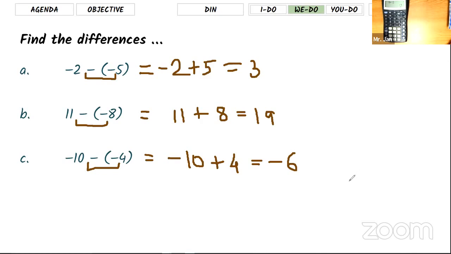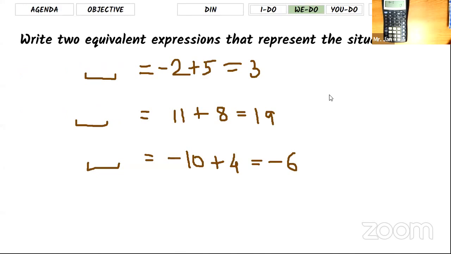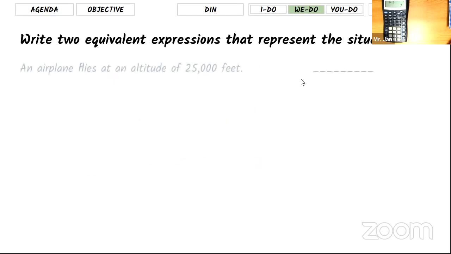So this is about subtracting negative numbers and positive numbers. This practice is all negative numbers, okay? And let's see what we have on the next one. So this is to write equivalent expressions that represent the situation. The first one is: an airplane flies at an altitude of 25,000 feet. Is this number positive 25,000 or negative 25,000 if the airplane flies in the air?